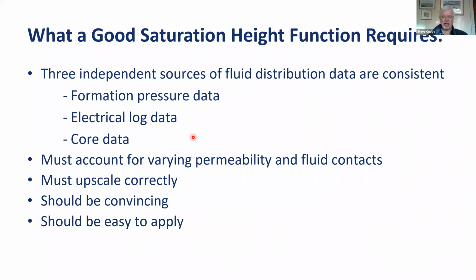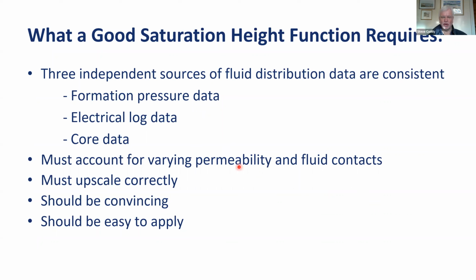Now, a good saturation height function requires 3 independent sources of data to be consistent. These are your formation pressure data, like from the MDT or RFT, electrical log data, your gamma rays, your densities and resistivity logs, and very importantly, your core data, your core water saturations, core porosities. The function requires us to be able to cope with varying permeability and contacts throughout the model. It's very difficult to map permeabilities in your reservoir model, so you need a function which can deal with that.